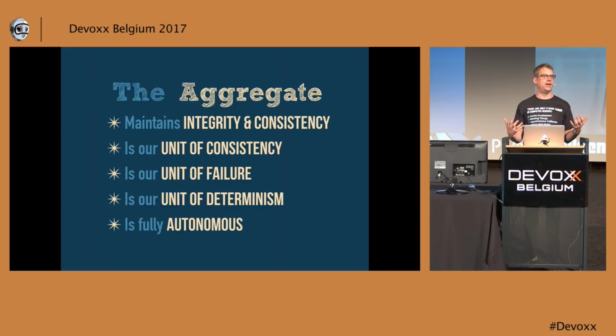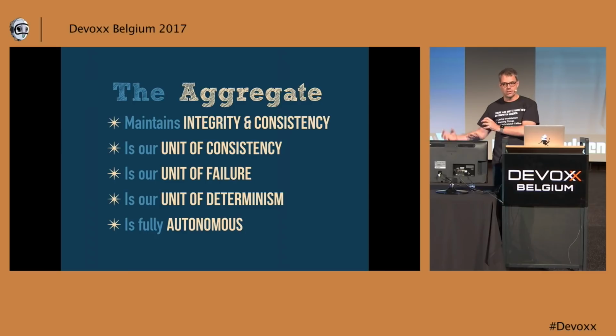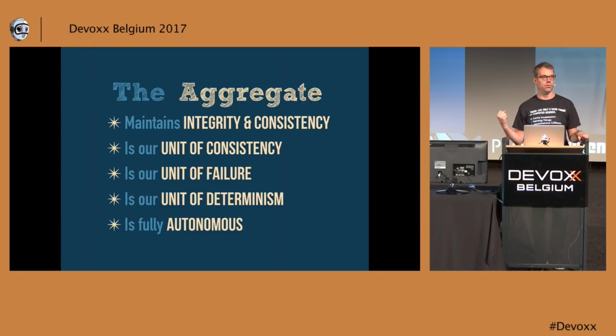It's also a unit of failure. If an aggregate fails, it needs to fail as one thing. You can't shard an aggregate, because that would mean that you have partial failures. It is also replicated as a whole and started up as a whole. It's always atomic, in a way. And this means that it can be fully autonomous.